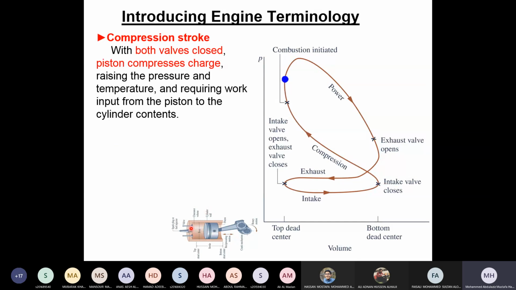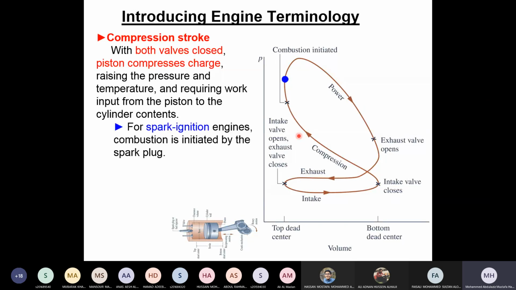While this valve is closed and the other valve is open, the cylinder takes a charge, and then the valve closes. The charge is now within the cylinder, and the valves are closed. When the piston moves back in this direction, what happens? This is compression. The volume will be compressed, the pressure will increase, and the temperature will increase up to a certain point. So now you understand the intake stroke and the compression stroke.